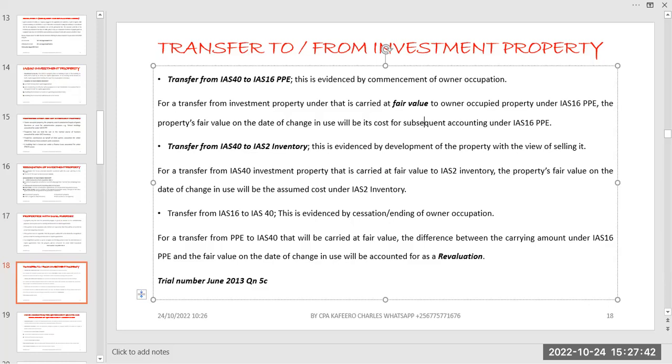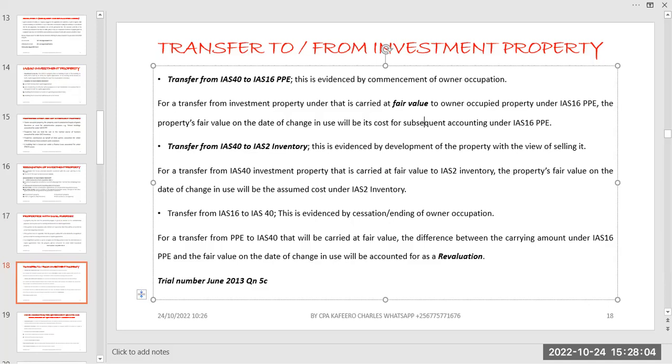So we are saying for a transfer from IS40 investment property that is carried at fair value. Remember, anything that is coming from IS40, it is coming at fair value. We don't have revaluation. We pick the estimated market price, and that estimated market price will be the value that we will account for under inventory.